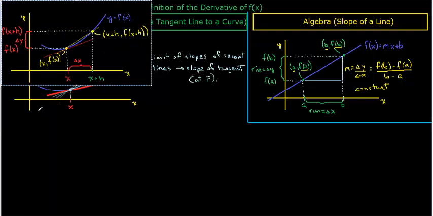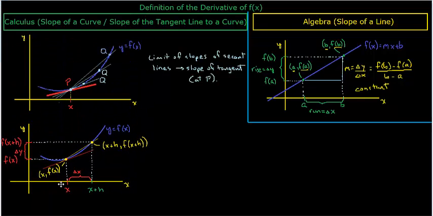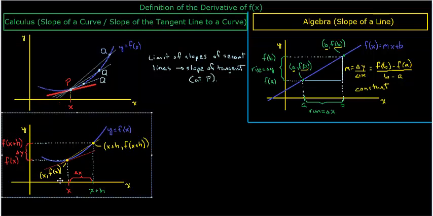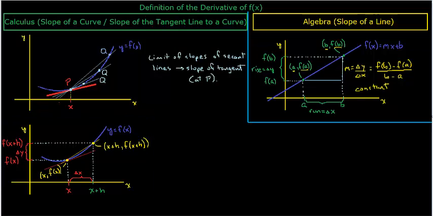Okay, so mathematically, I've taken the liberty of constructing the graph here. Let's take a look at this graph piece by piece. So here is our graph of y equals f of x. And we're going to start with our point, this is our point P.